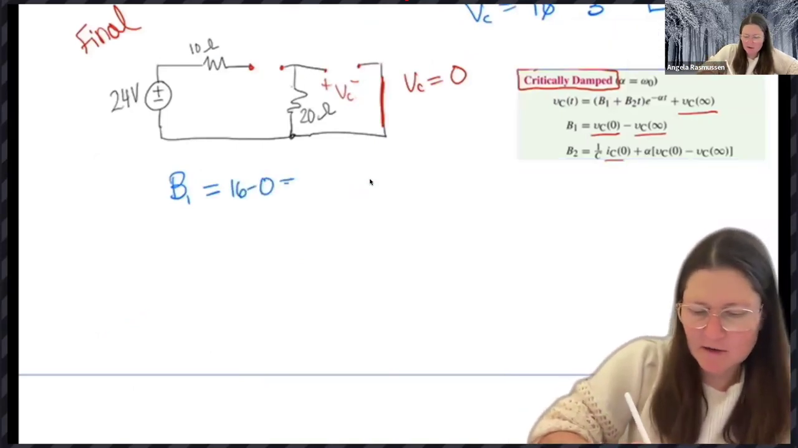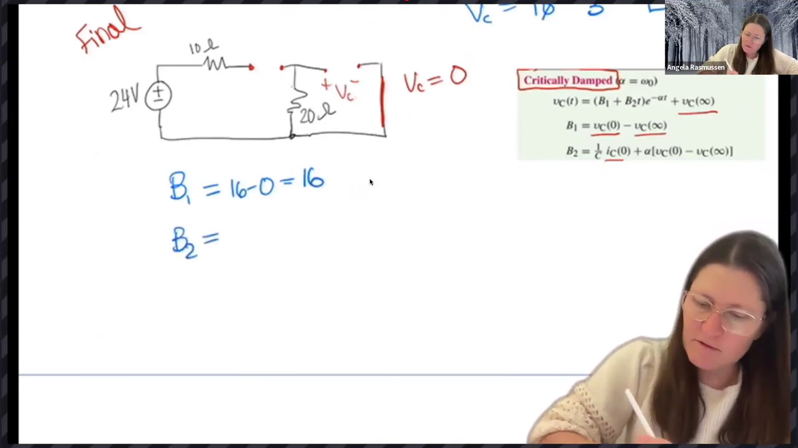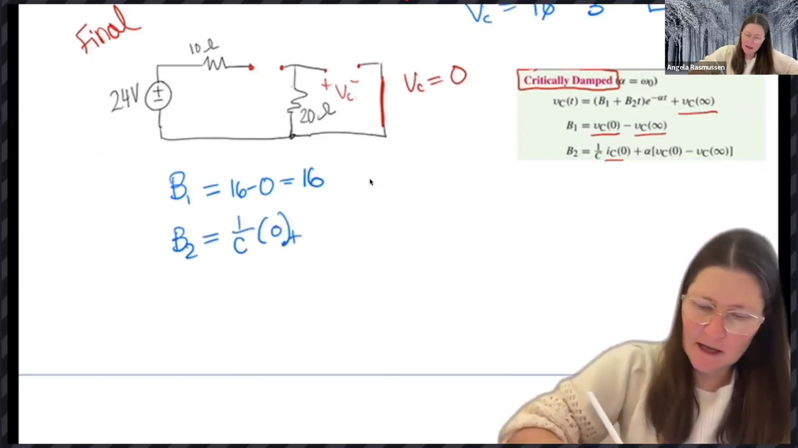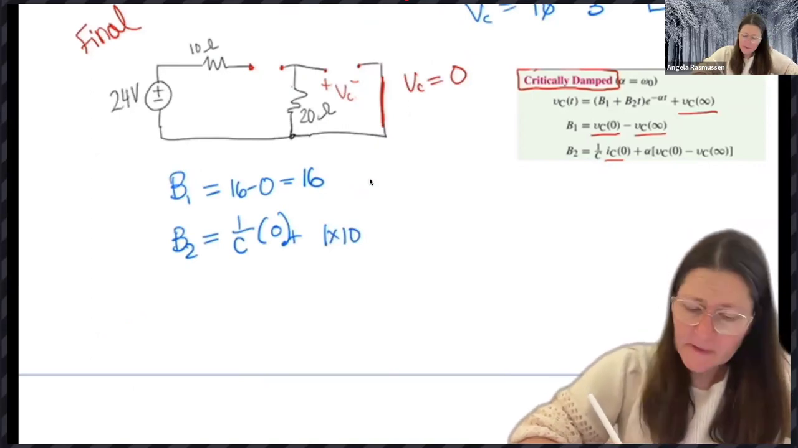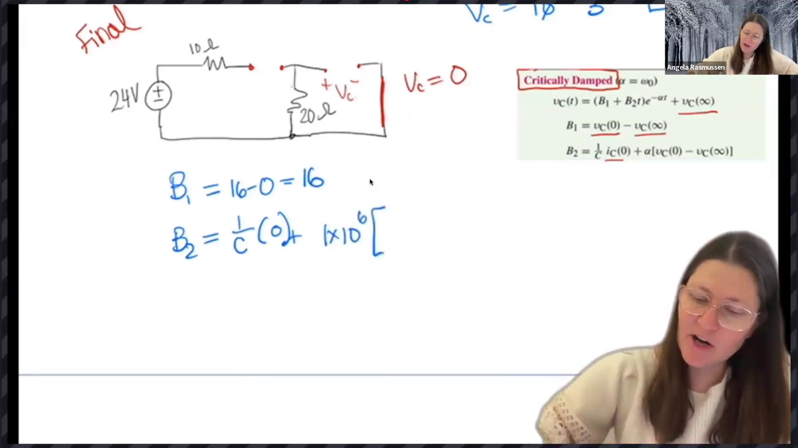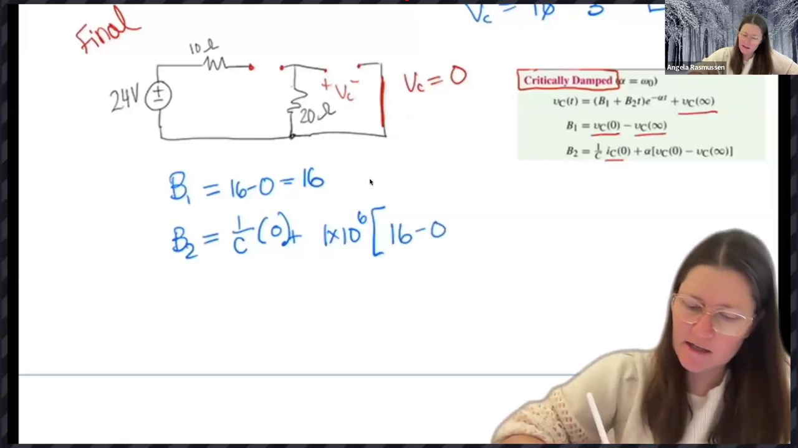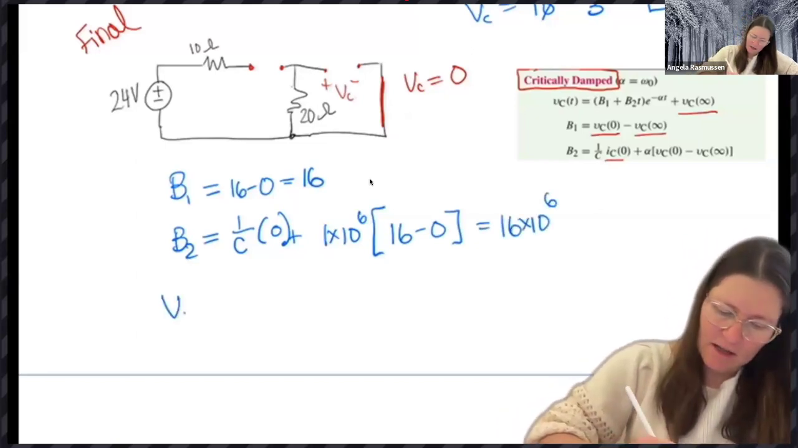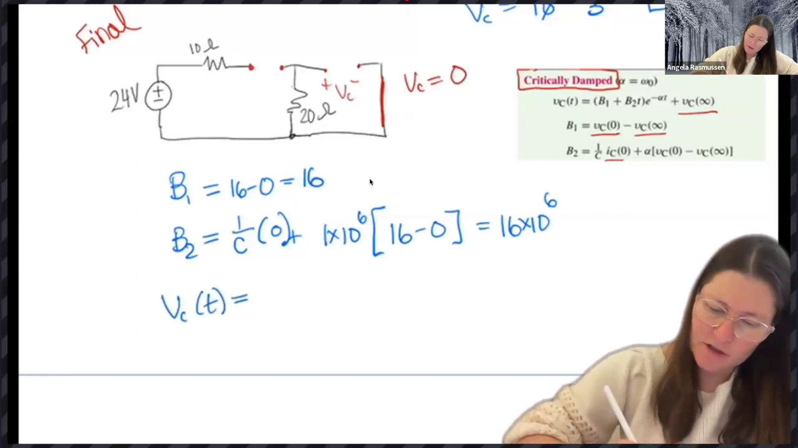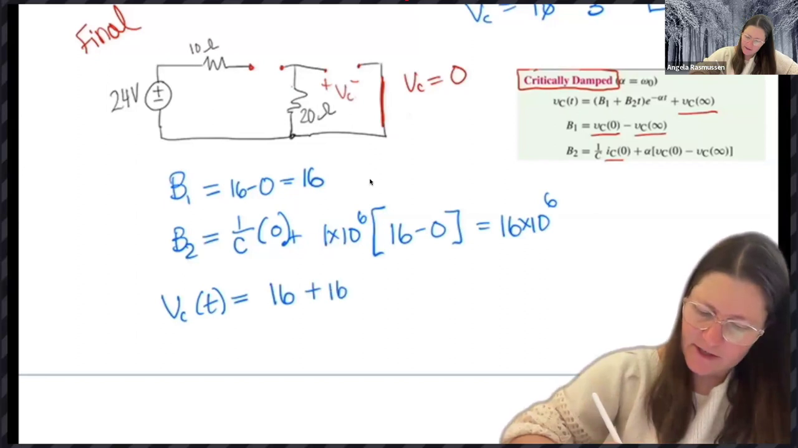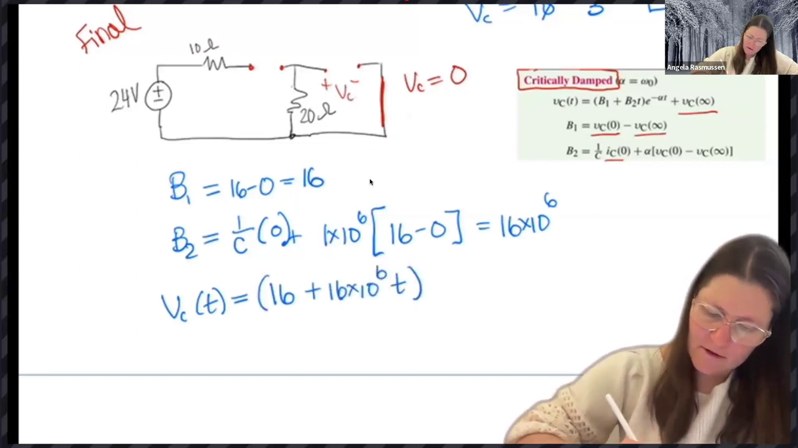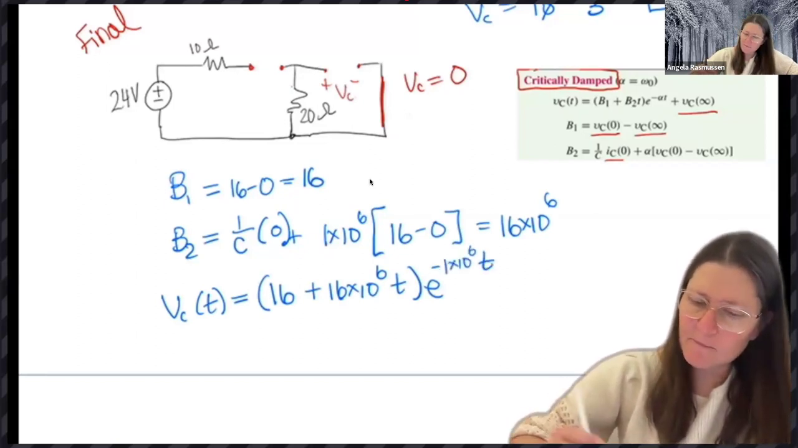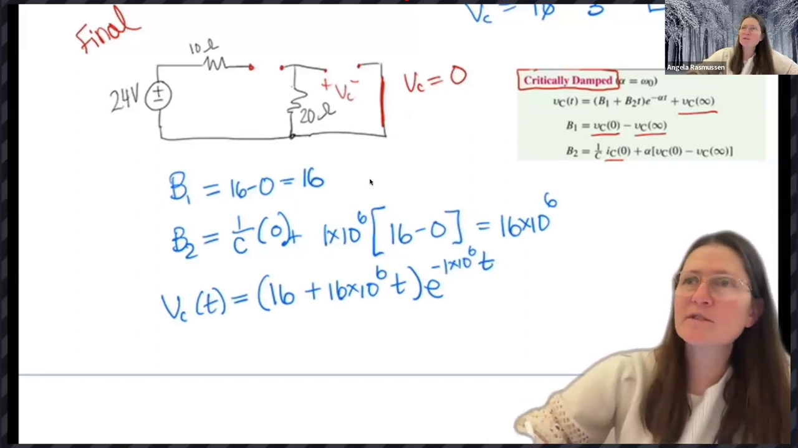correct, 16 minus 0, so 16. And B2 is 0 for IC. And then alpha was 1 times 10 to the 6, and then VC of 0, 16. So this is just 16 times 10 to the 6. And then VC of t is going to be 16 plus 16 times 10 to the 6 t, e to the minus alpha, which is 1 times 10 to the 6 t, and then plus zero, VC of infinity was zero.